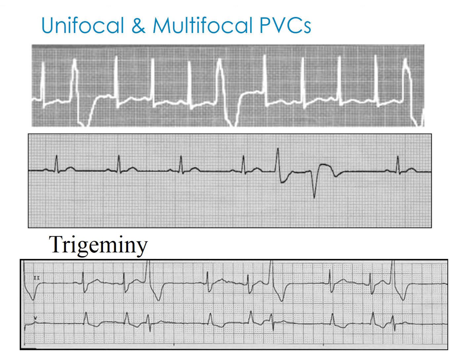so that would be a unifocal. And on the bottom, here's a trigeminy. You've got 1, 2, and then PVC, 1, 2, PVC, 1, 2, PVC. Okay, so that's considered trigeminy.